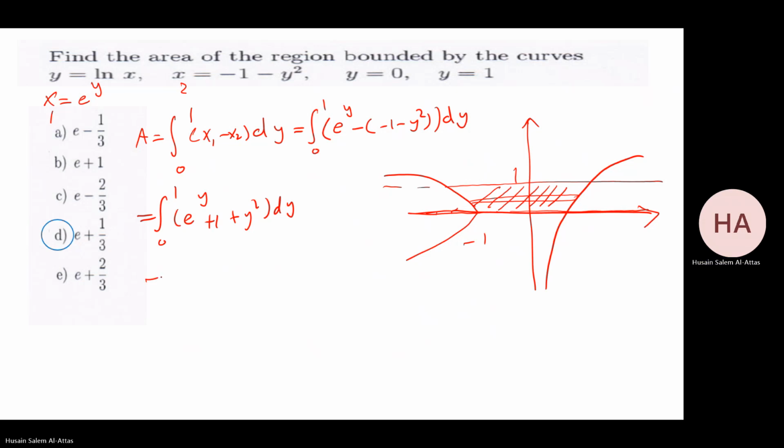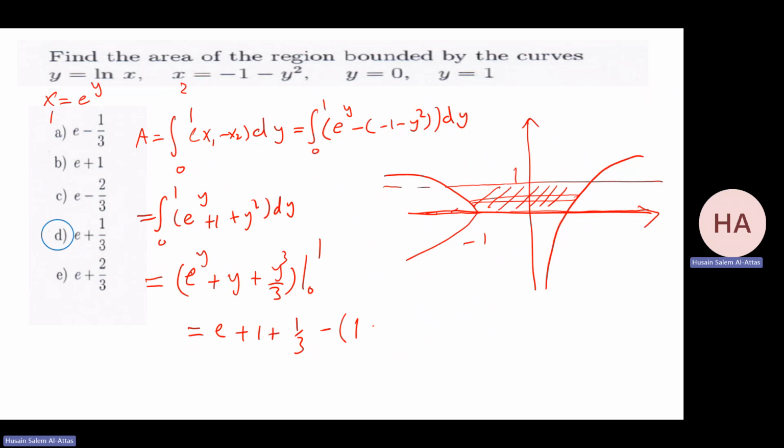Okay. That gives me e^y plus y plus y cubed over 3 from 0 to 1. That will be e plus 1 over 3 minus e to the power 0, which is 1, and 0, 0. So that gives me e plus 1 over 3.